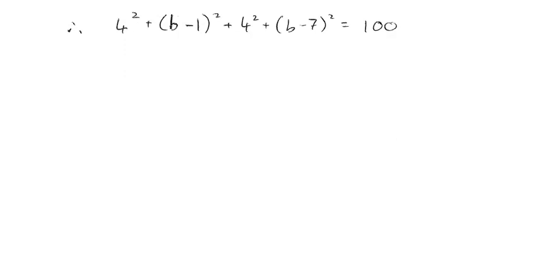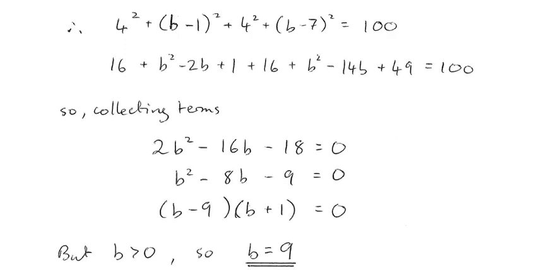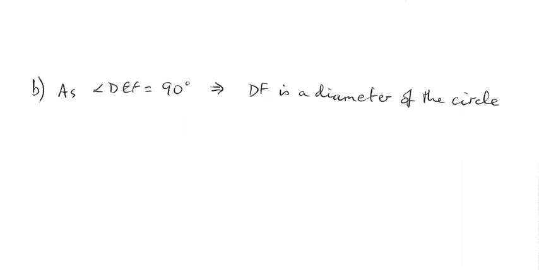We multiply out the brackets, collect the terms, and solve to find the 9. Notice that there are 2 solutions, but this one would be -1, and we know that B is greater than 0. For part B, we do the same. We first of all state what we know.